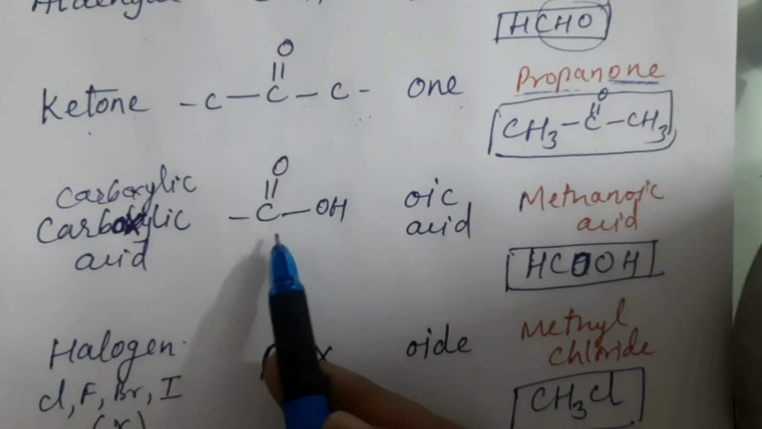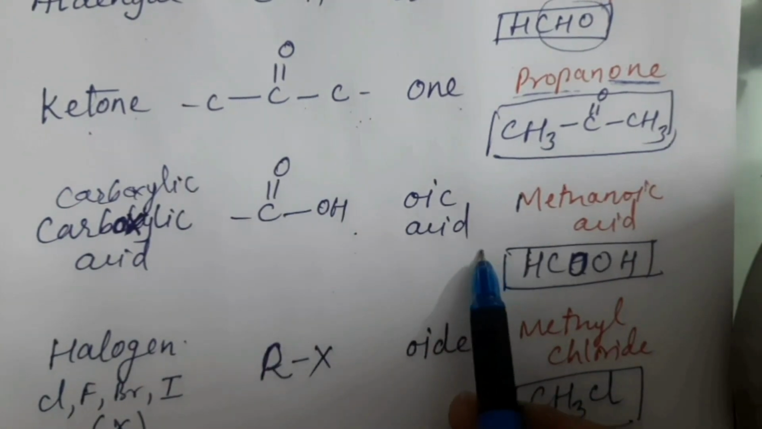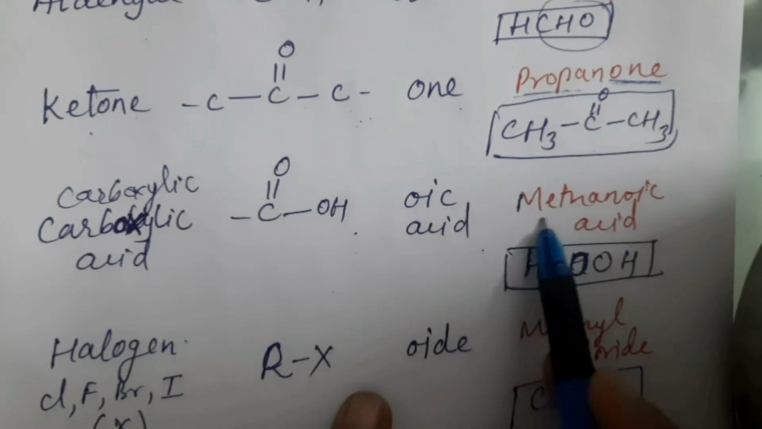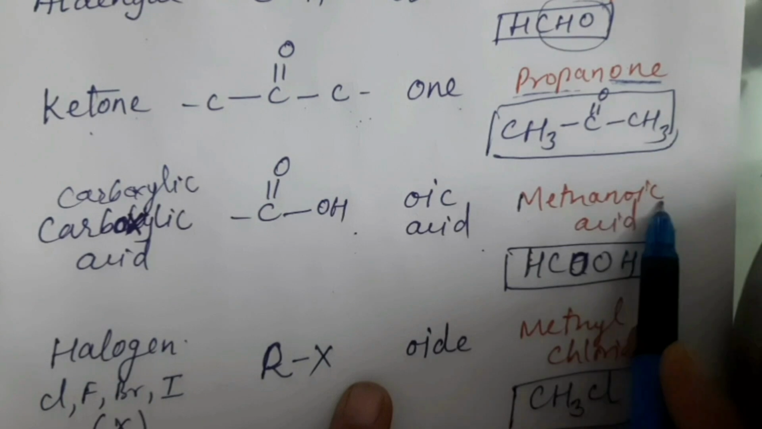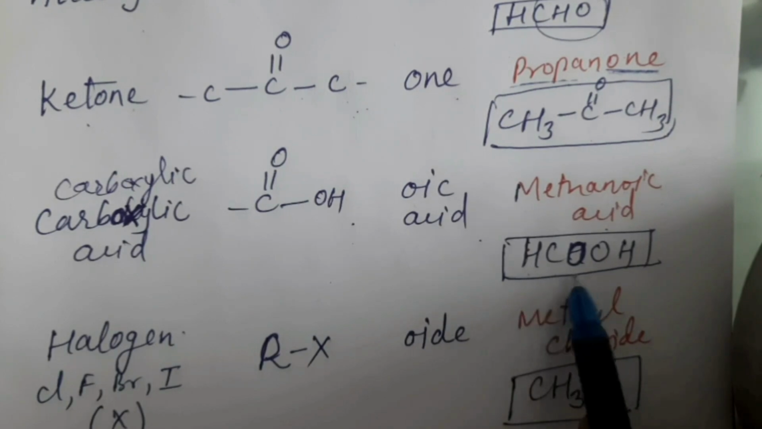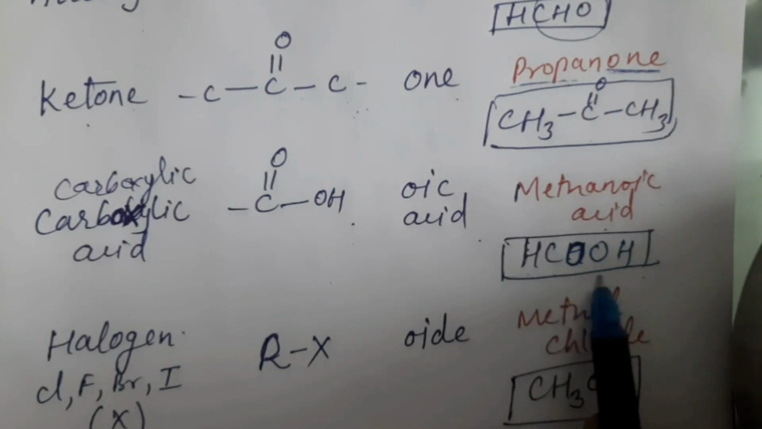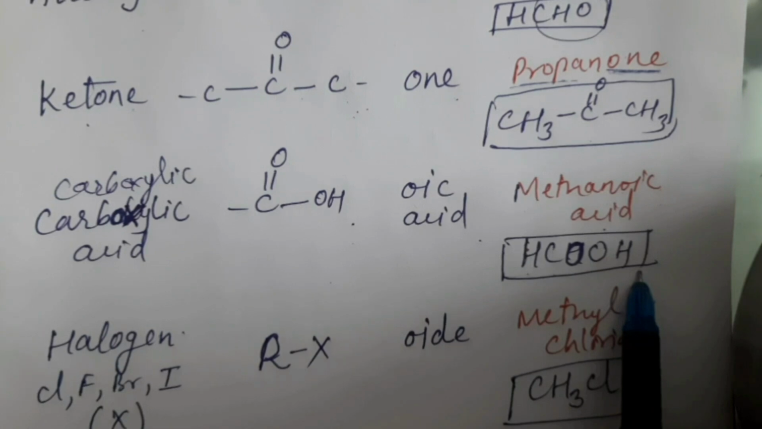Now coming to carboxylic acid. Here the functional group is C double bond O OH. Here the suffix oic is added, oic acid. As again the first member is methane, we replace E with oic acid. So the name is methanoic acid, and its formula is HCOOH. COOH is attached at the end of the formula.